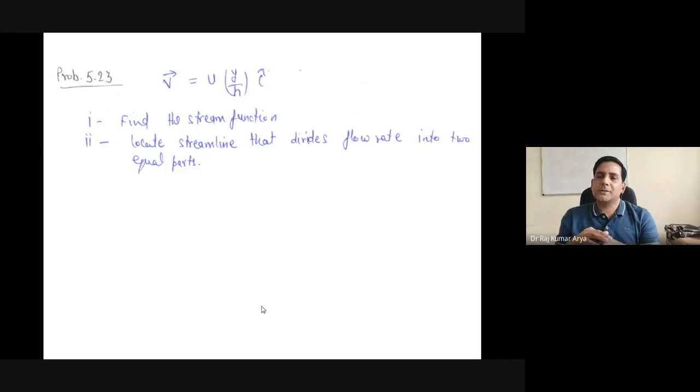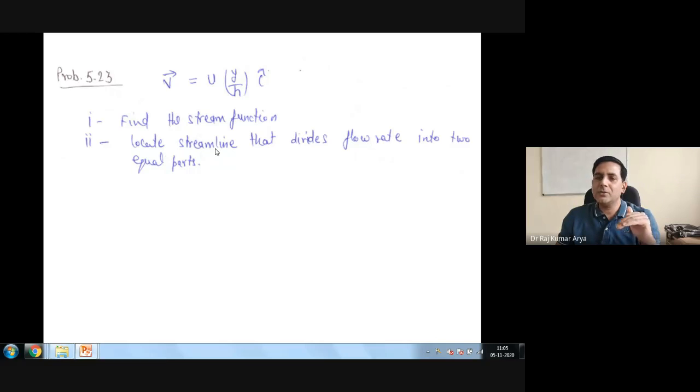Now this is the problem for you. A velocity field is given to you: u y upon h equal I cap. It means this flow is going purely in the x direction because you don't have j cap nor k cap here. So this flow is going totally in the x direction, and this is your x direction component of the velocity. Practically your u is given by u y upon h. First thing, you have to find the stream function for that.